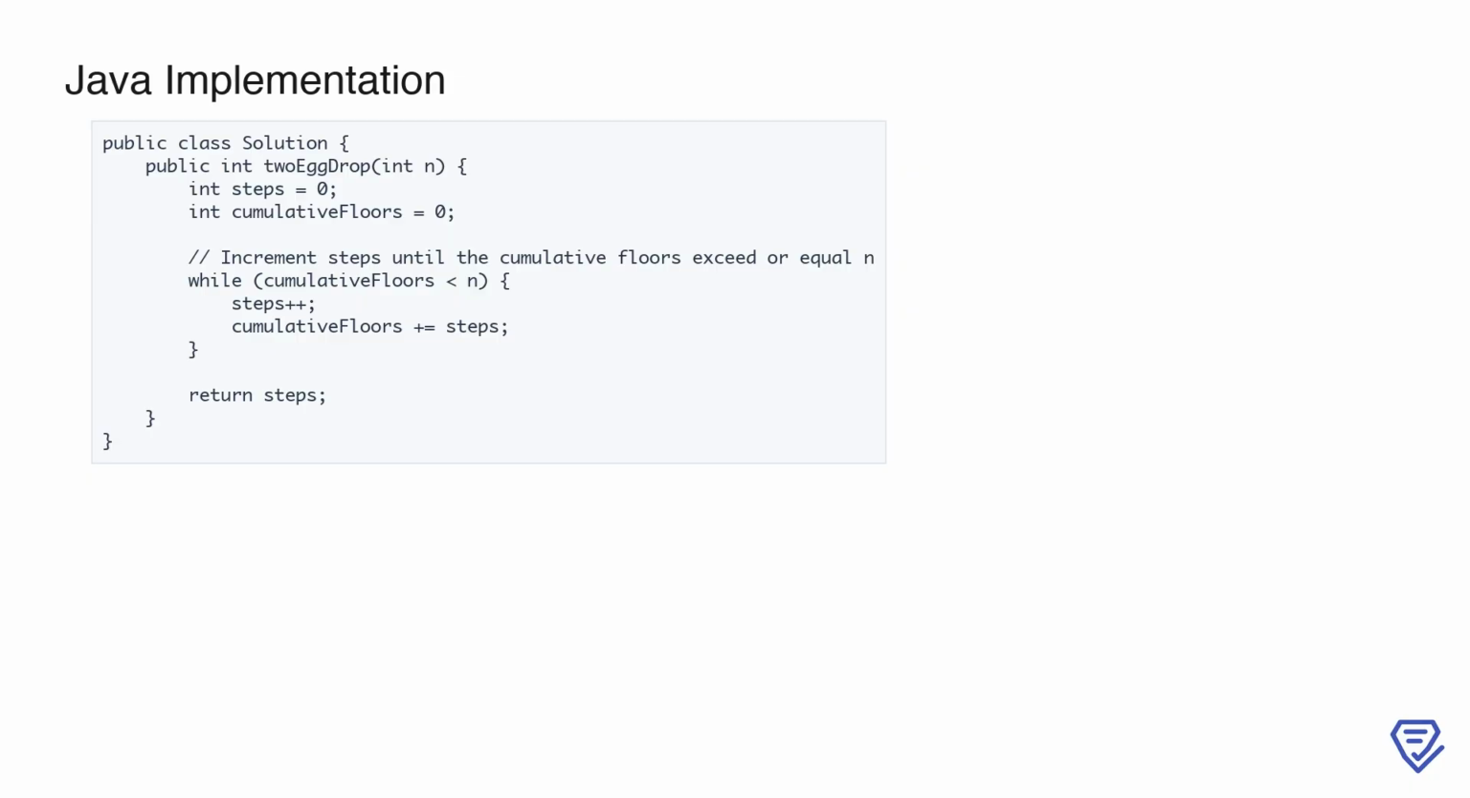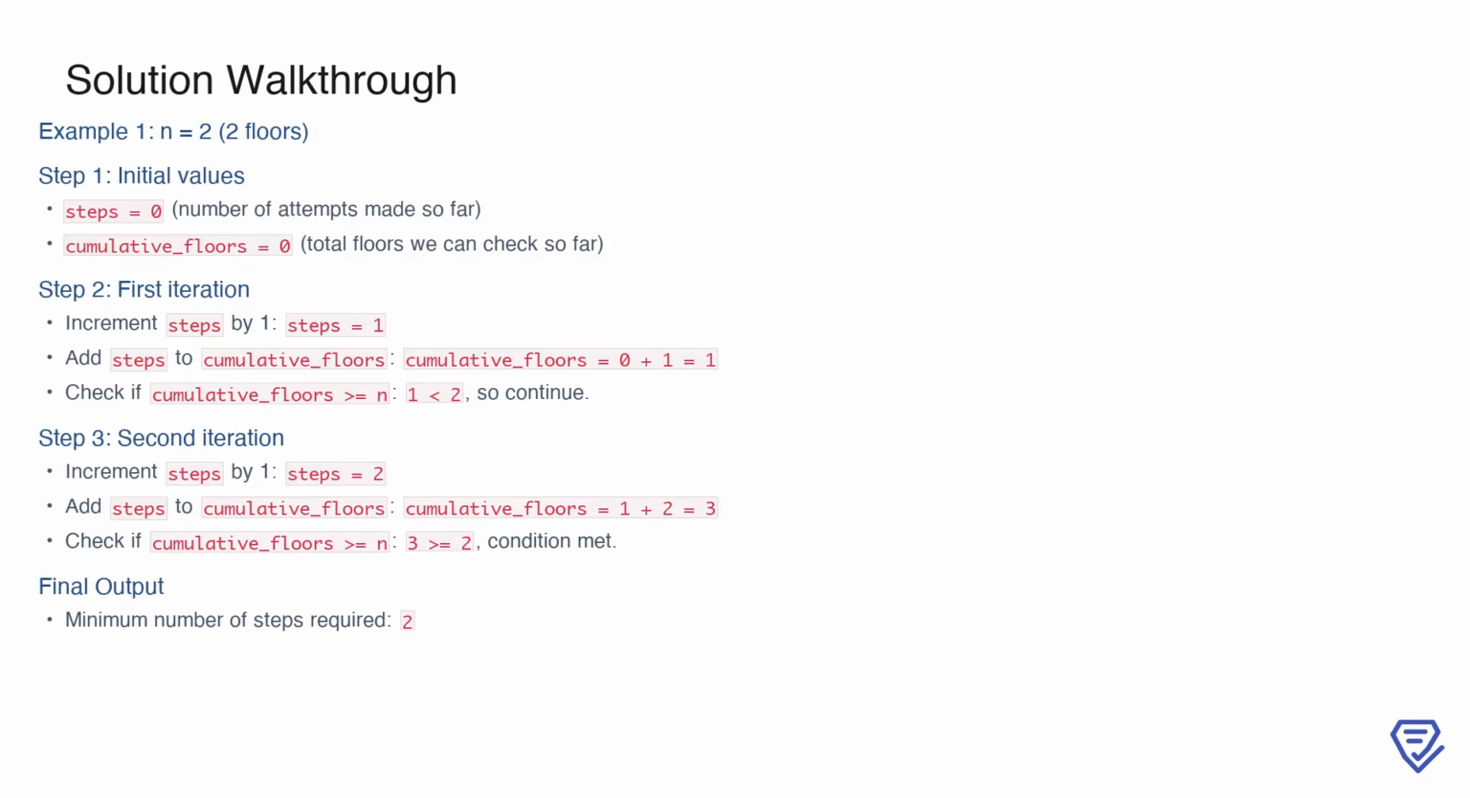To solve the problem of determining the minimum number of steps required to find the critical floor with 2 eggs and 2 floors, we start by defining our initial values. Initially, the number of steps, or attempts, is 0, and the cumulative floors we can check is also 0. In the first iteration, we increment the steps by 1, making it 1. Adding this to the cumulative floors gives us 1.